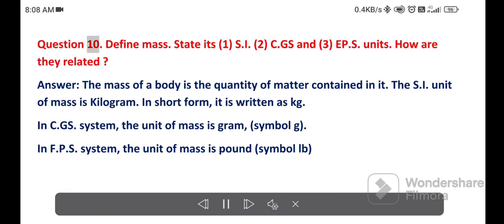Question 10. Define mass. State its 1. SI, 2. C.G.S. and 3. F.P.S. units. How are they related? Answer. The mass of a body is the quantity of matter contained in it. The SI unit of mass is kilogram. In short form, it is written as kg. In C.G.S. system, the unit of mass is gram, symbol g. In F.P.S. system, the unit of mass is pound, symbol lb.